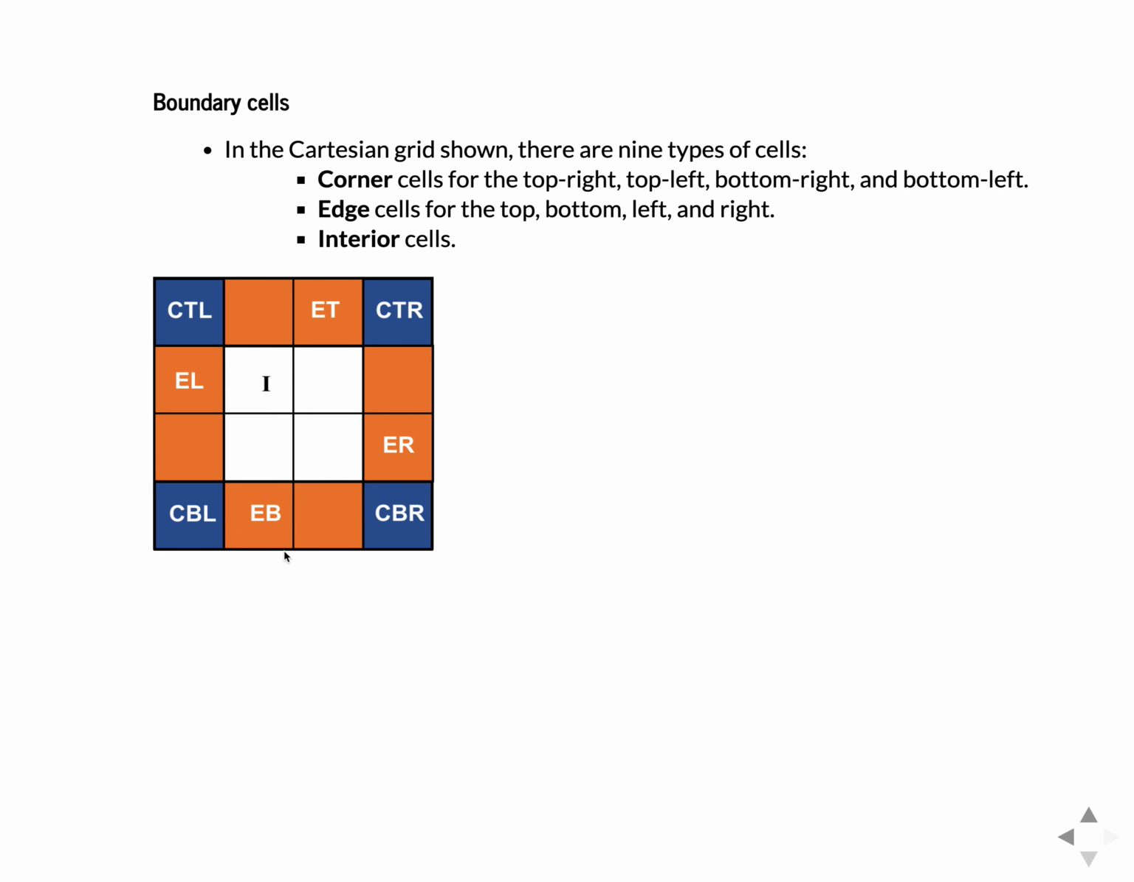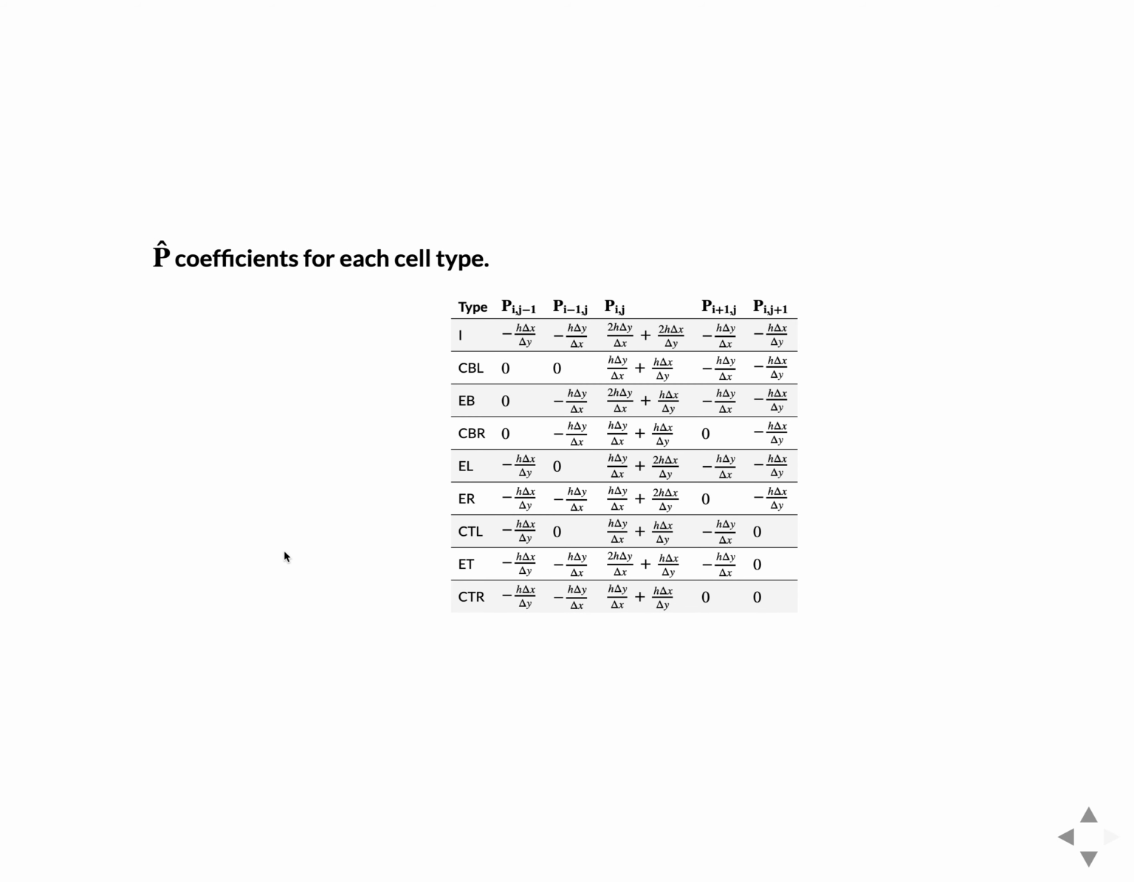Now, I've written a little table here to help illustrate that. For each of the types of cells, interior, corner, edge, these quantities are the coefficients that multiply these p values. The p values are what we're solving for, and what we have is an algebraic system of equations. So we're going to end up with an Ax equals b system, where in this case x is p, so an Ap equals b system of equations. We'll have to set up that matrix of coefficients of p, and this table will help us by showing what the values of the coefficients are.